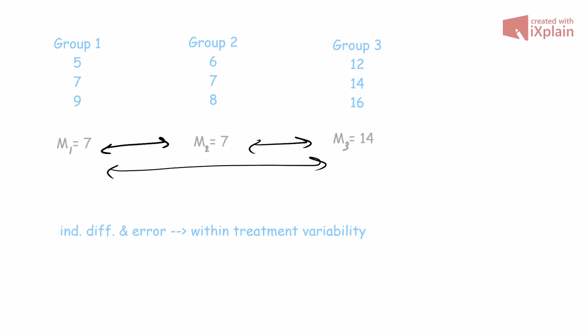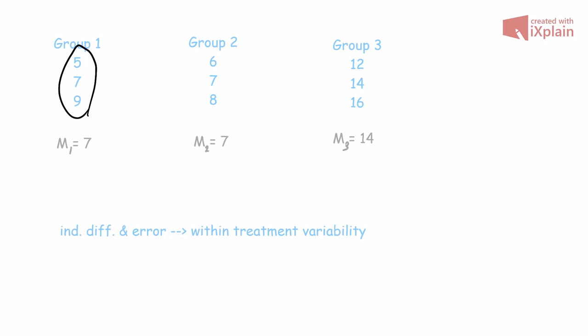Well, what's contributing to the variability of these means? The obvious thing is that the people in group 1 were given treatment 1, the people in group 2 were given treatment 2, and the people in group 3 were given treatment 3. So part of the variability across these conditions is due to the treatment.